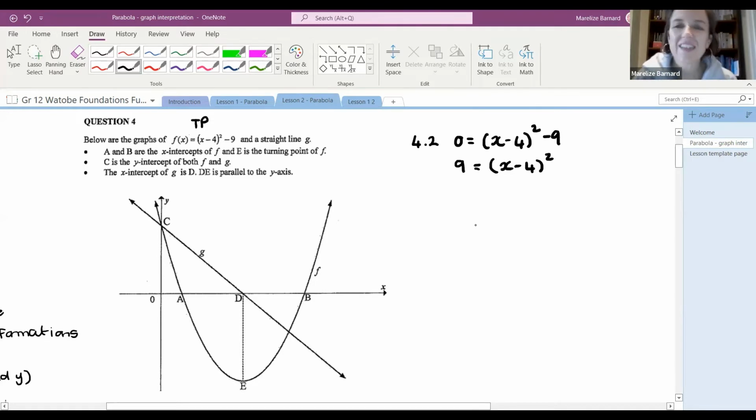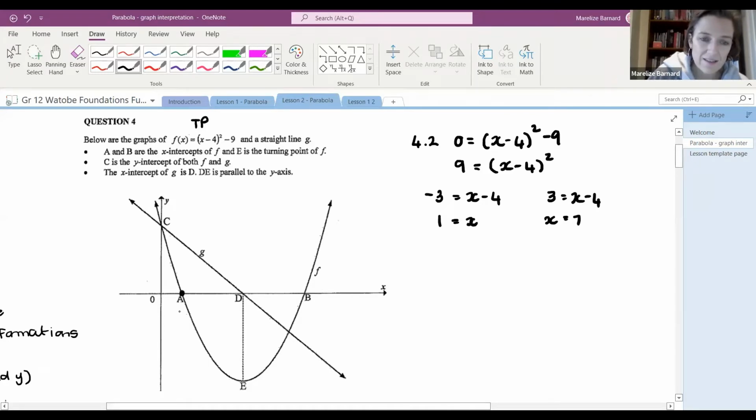Okay, so we're going to take a square root. If we take a square root of 9, remember the square root of 9 can be -3 or the square root of 9 can be +3. So on this side, we get 1, and on this side, we get 7. Okay, so we are definitely in agreement about the 1 and the 7. But I would say A is definitely 1 and 0, and B is 7 and 0.